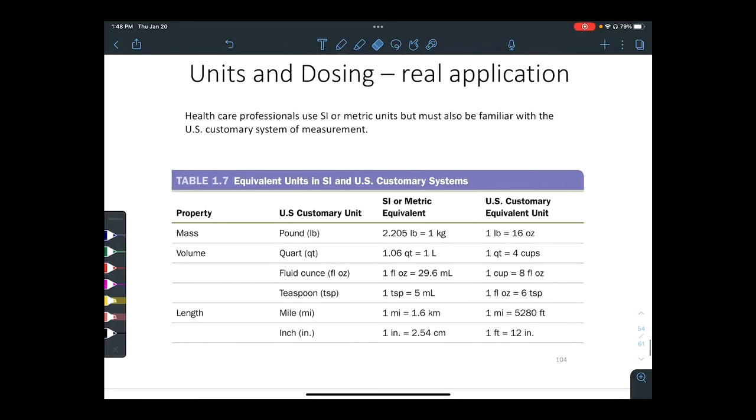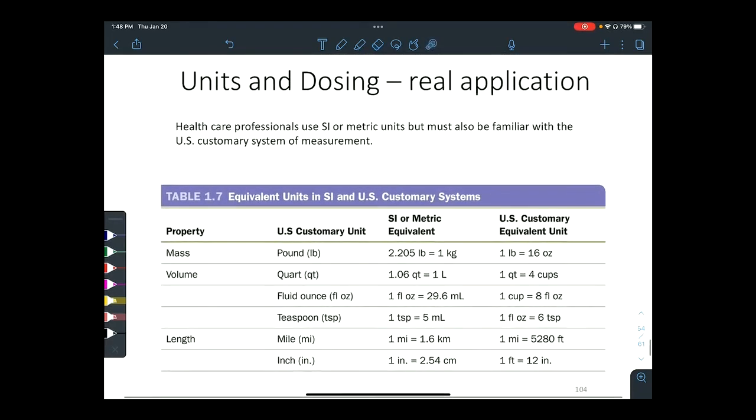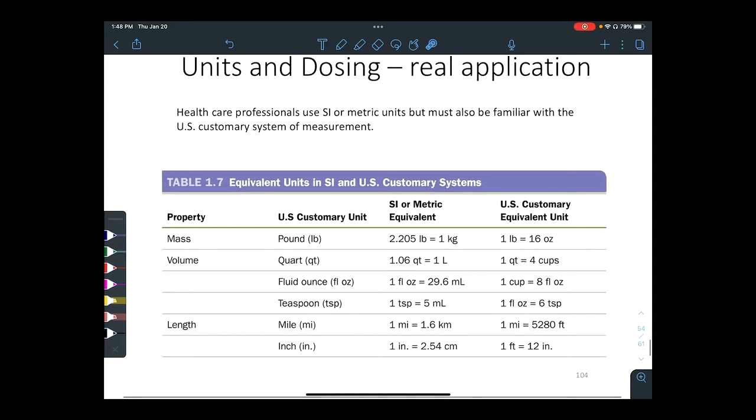All right, so thinking about units and prefixes and kind of putting them all together, I have to note that the units that we use in this class might not be the same units you use in a health setting.